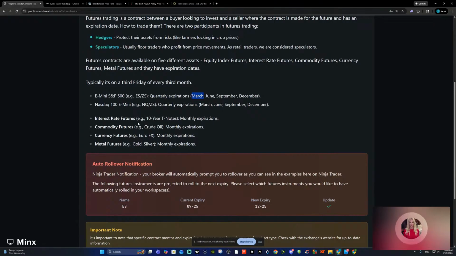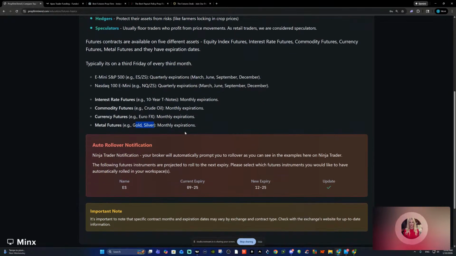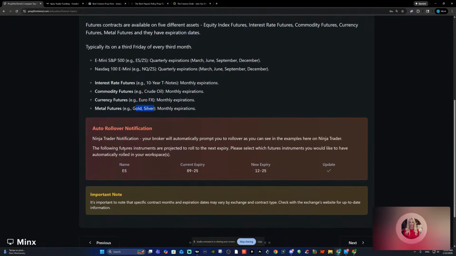If you're trading interest rates, oil, or gold, those are monthly expirations. And same thing, you will get this auto rollover. Click on the button, and it'll get it over to the next one. The purpose of this is to teach some of the fundamentals of how futures work, how you can trade them on your own account, and how you can get funded futures accounts, since I believe many benefit from adding futures to their trading skill set.